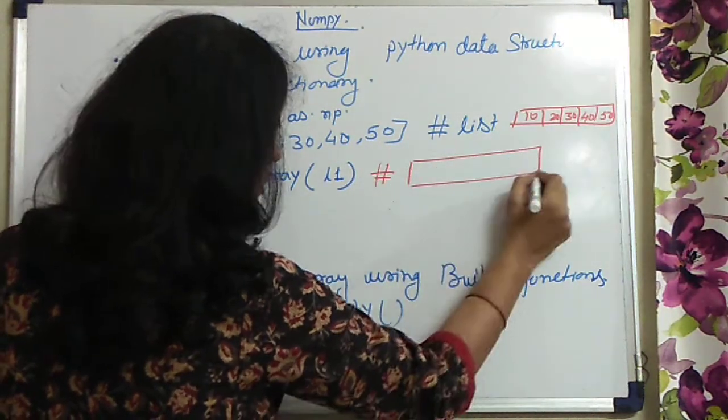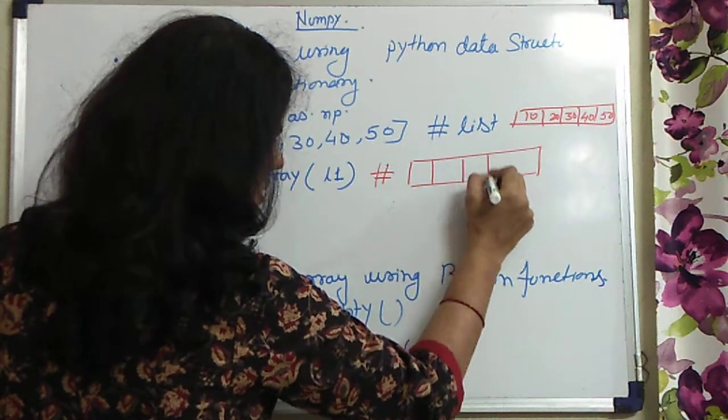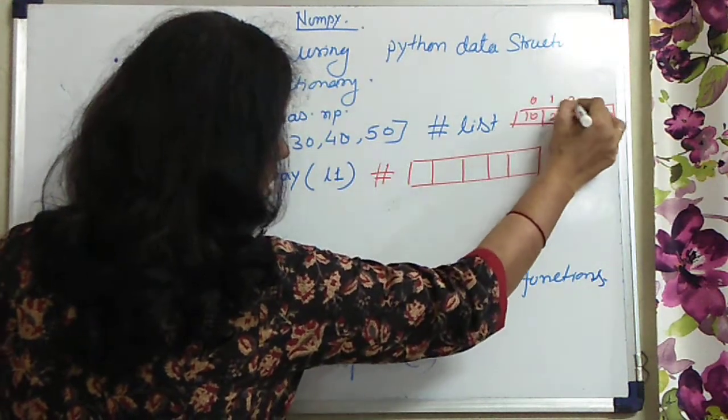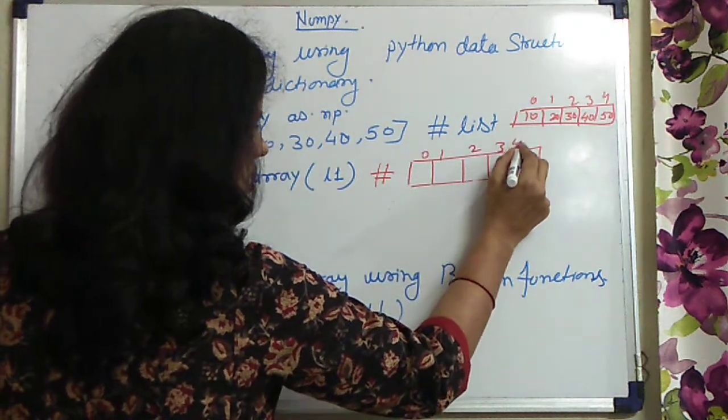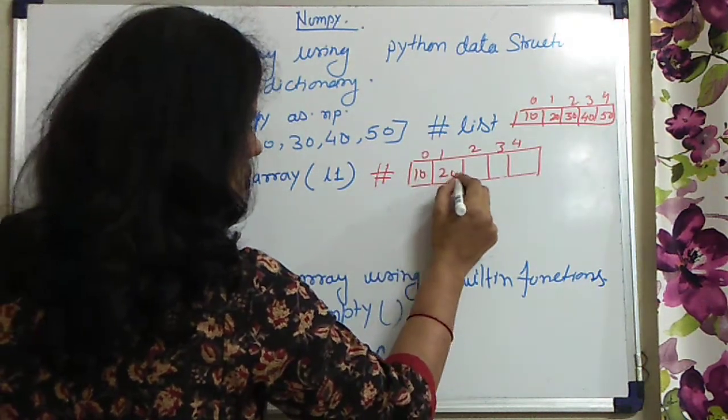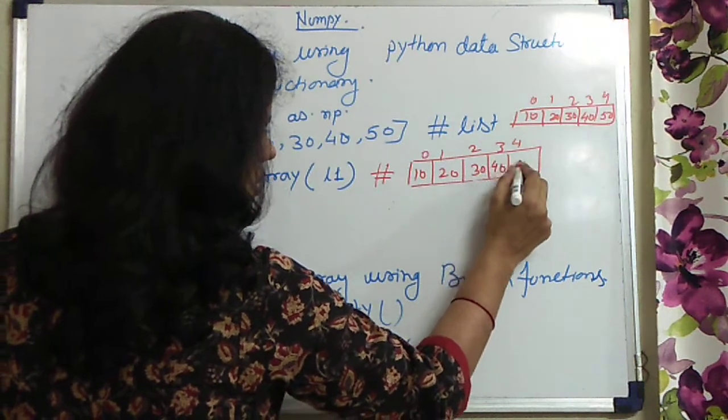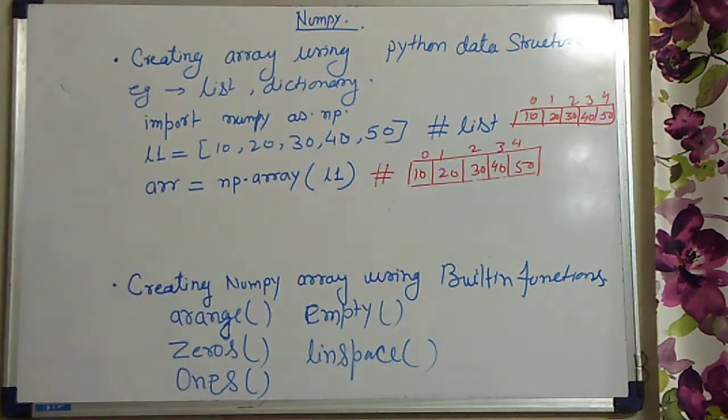So this array will occupy space in the memory like this, as I told you that a list occupies space in the memory. 0, 1, 2, 3, 4. Here also 0, 1, 2, 3, 4. These are the index numbers. 10, 20, 30, 40 and 50. Right everyone? The difference is there.